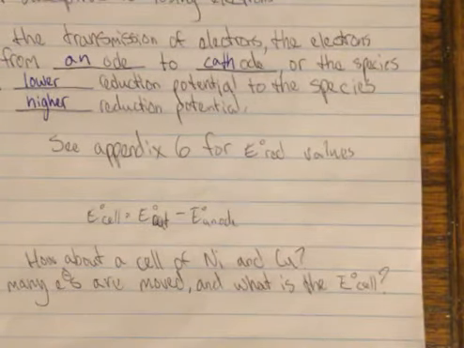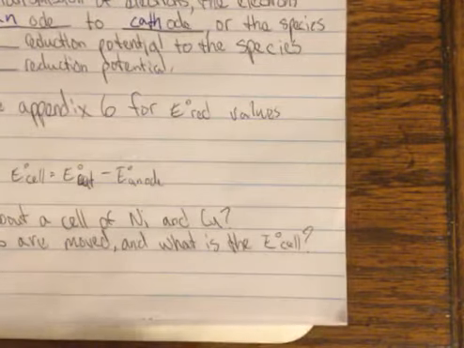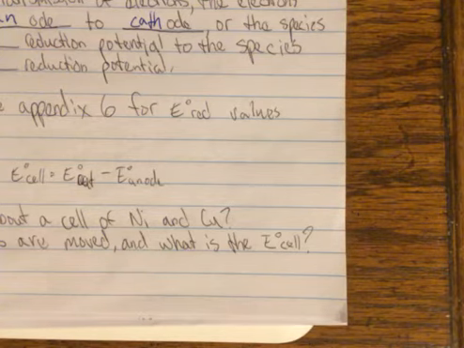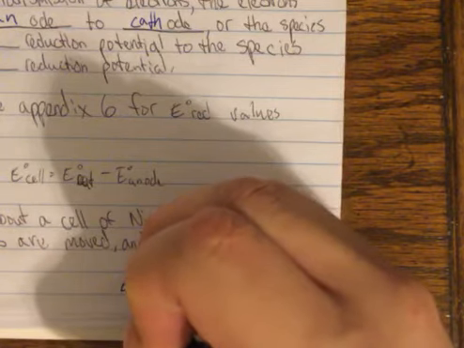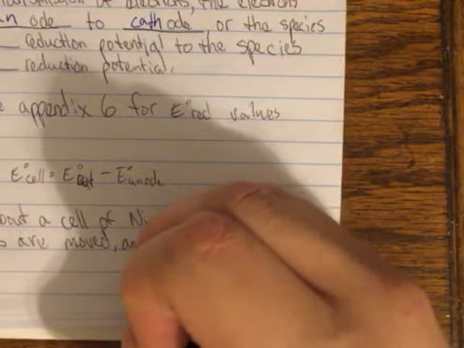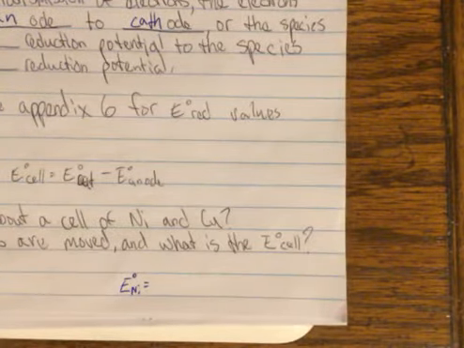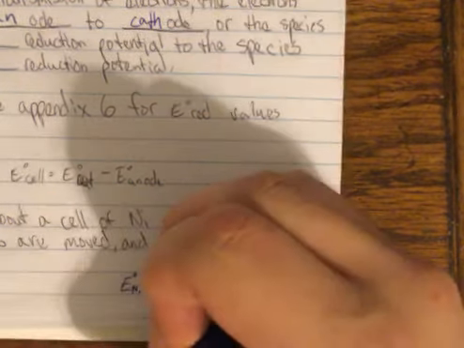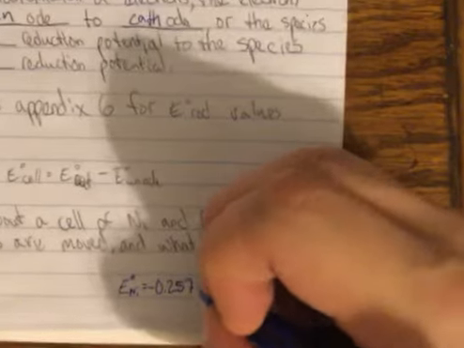Okay, so the anode is going to be the one with the standard reduction potential that is going to be lowest. So in other words, we're going to look at the nickel as the anode. Okay, so nickel is going to be negative 0.257. Okay, now notice volts.